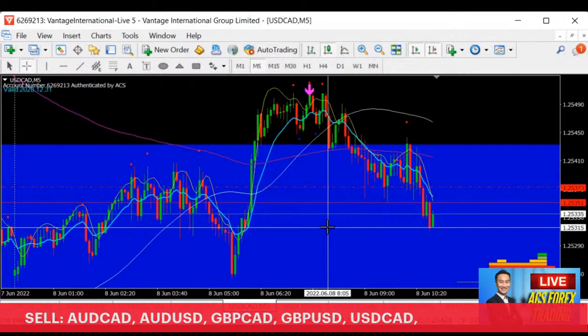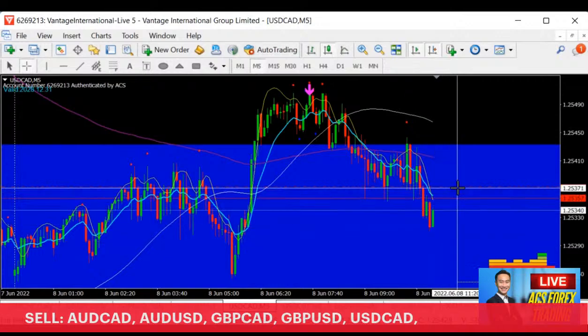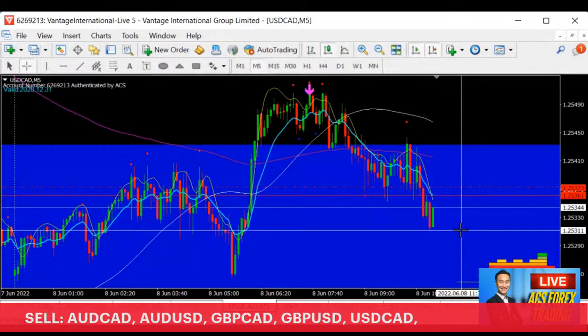For dollar CAD right now, as we can see, we are meeting up with a minor support that is going to have a pullback. Let's wait for this dollar CAD to test the previous support as a resistance to see whether it can start to sell down, so that it will continue the selling trend.